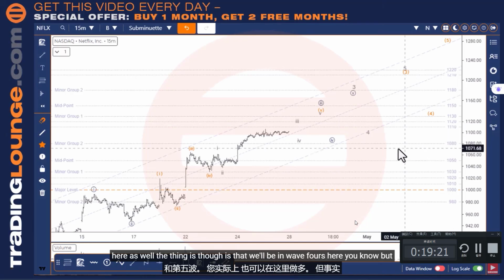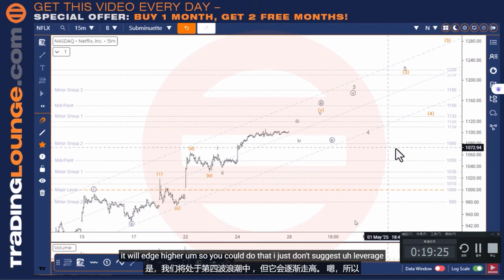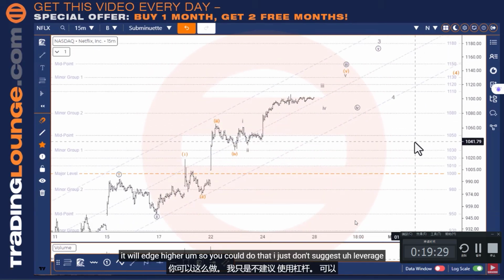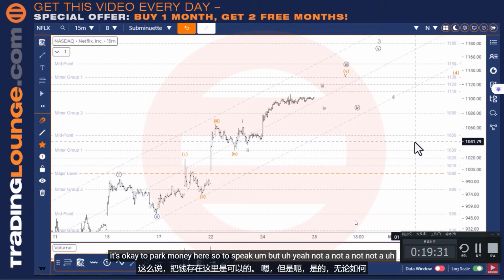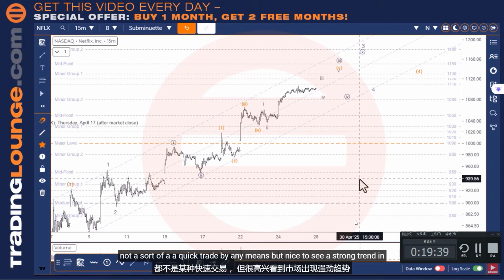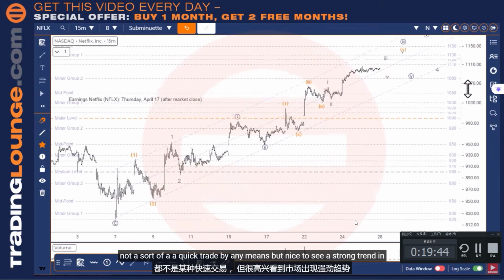The thing is, though, we'll be in wave 4s here, but it will edge higher. So you could do that. I just don't suggest leverage. It's okay to park money here, so to speak. But yeah, not a quick trade by any means, but nice to see a strong trend in the market.